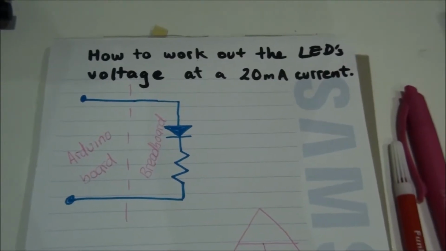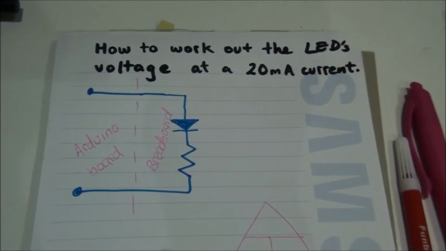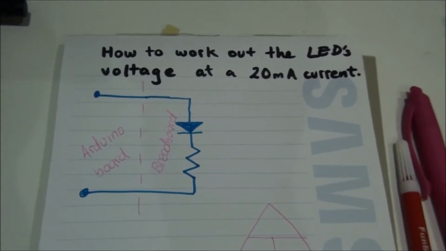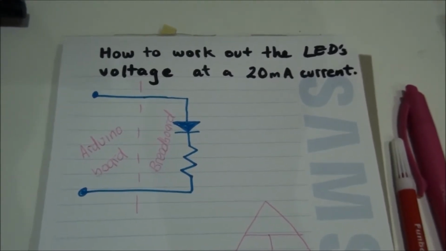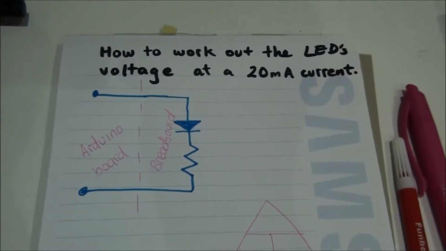This video shows you a quick and easy way to work out the optimal voltage for a particular LED once you've actually measured the LED in a simple Arduino circuit to measure its voltage and current.